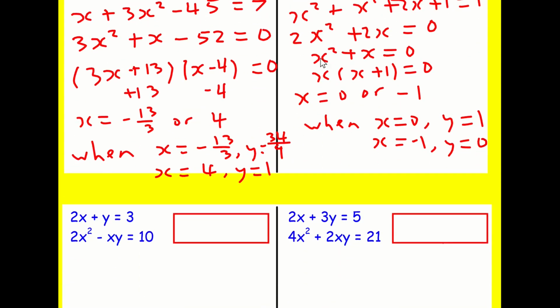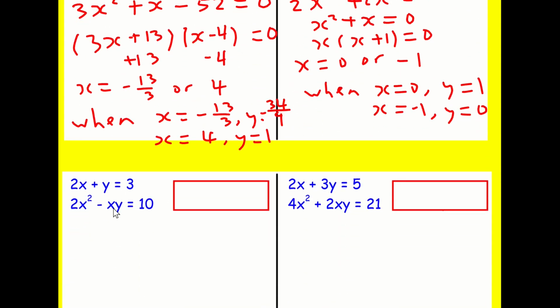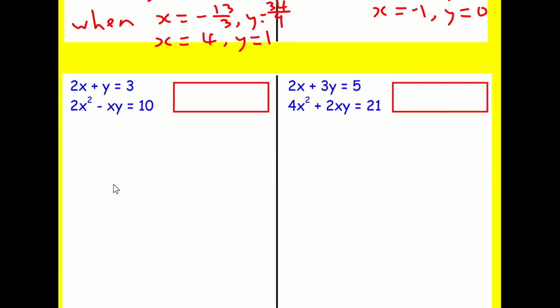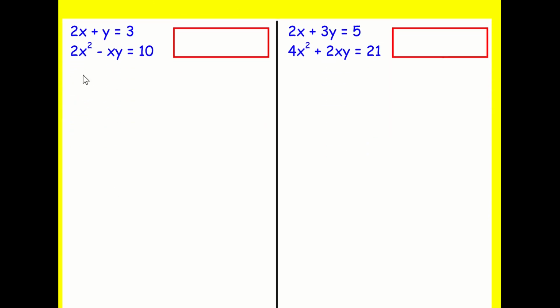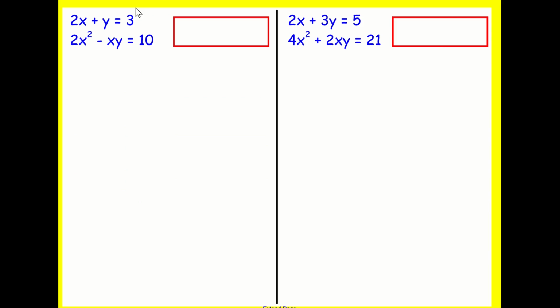Right, let's increase the complexity now. It's the same process though. Just think carefully about which one to substitute in for. Give these a go if you're feeling all right about it. Otherwise, I'll go through them. First one then, y equals 3 minus 2x. It makes sense to substitute in for y because otherwise I'd get fractions.